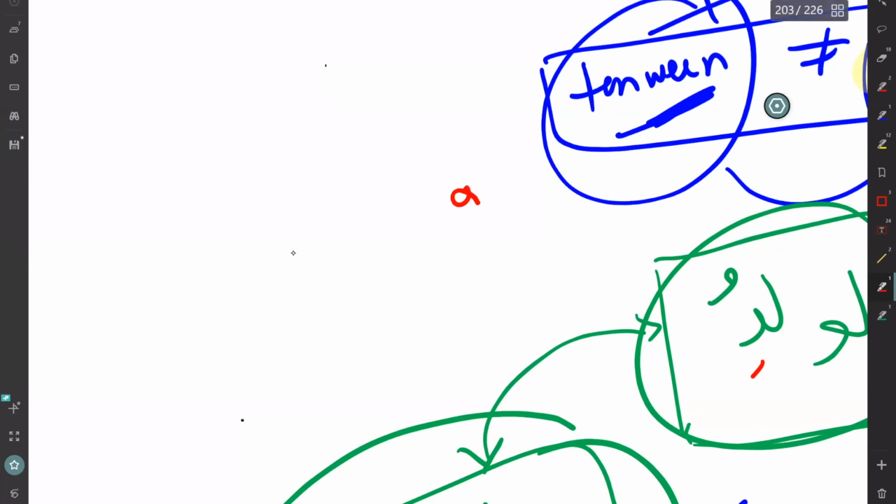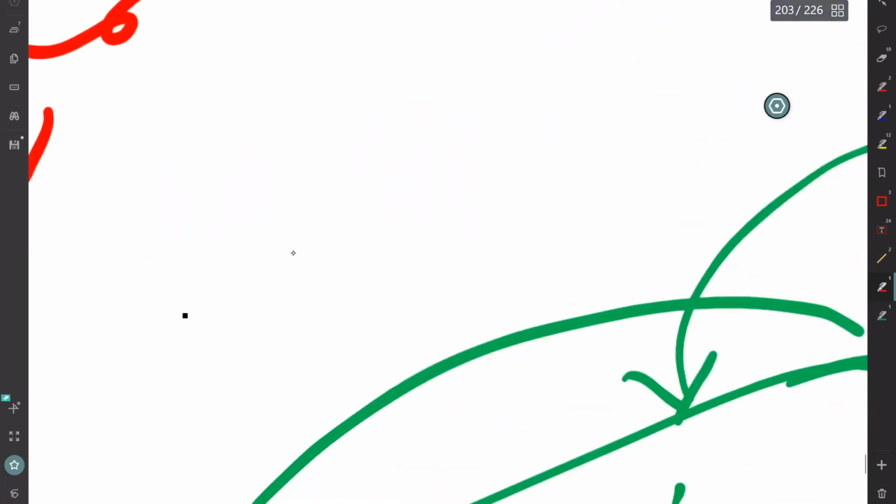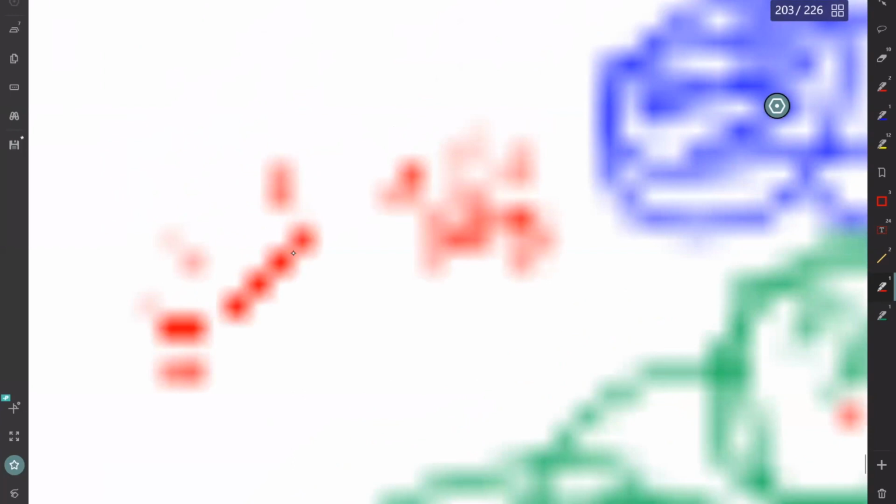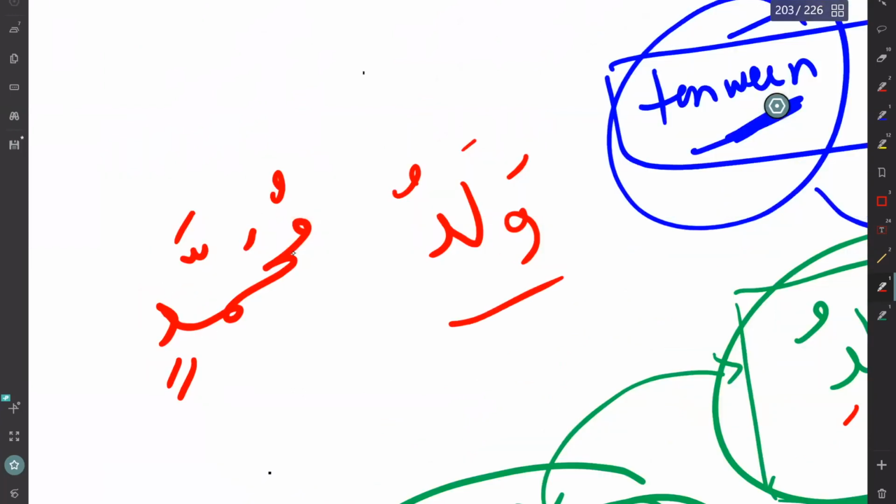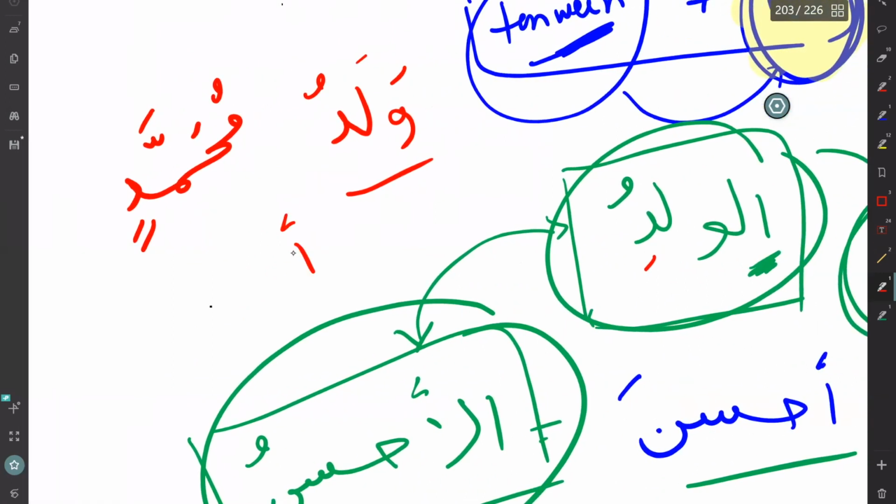We know that, right? So for example, we say waladu Muhammadin, the son of Muhammad. And we know in this situation, mudaf can never take tanween. And if we say, for example, the Quran says ahsan, then we have taqweem.